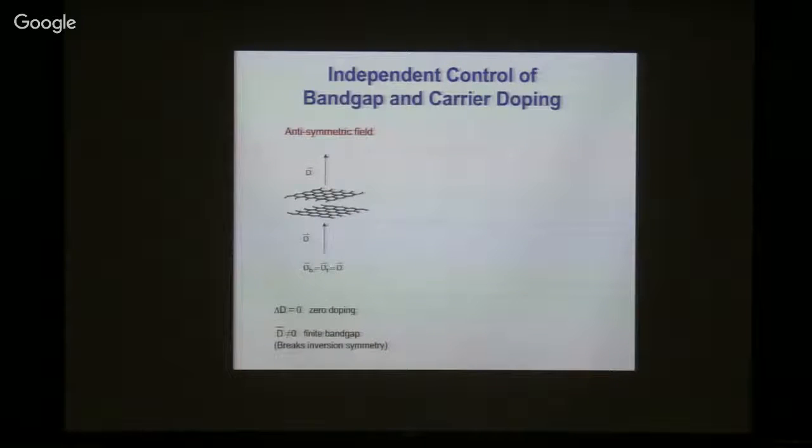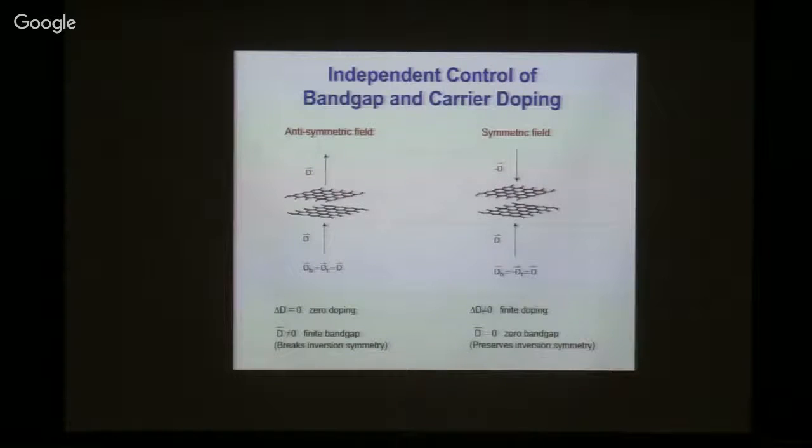But this field obviously breaks the inversion symmetry, so we have a finite band gap. On the other hand, if you want to add doping in the system but keep the band gap to be 0, you can have this type of field configuration. You can see it preserves the inversion symmetry, so the band gap will be 0. However, there are a lot of field lines terminated in graphene, so it will be strongly electron doped. So if you want to combine finite doping and finite band gap, basically we can mix the configuration of these 2 types of electric field.